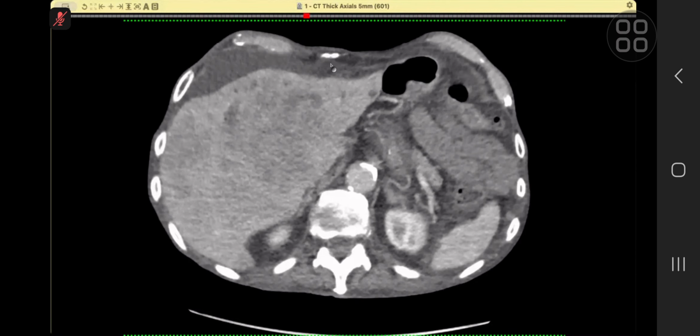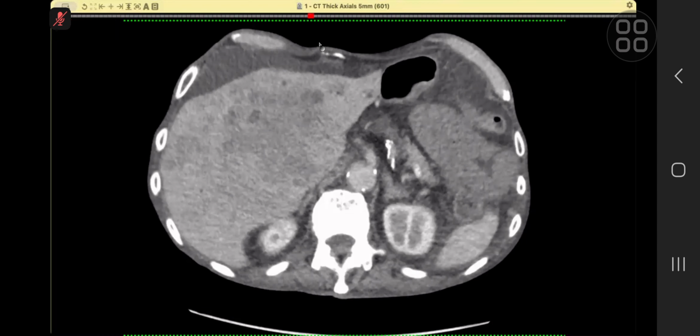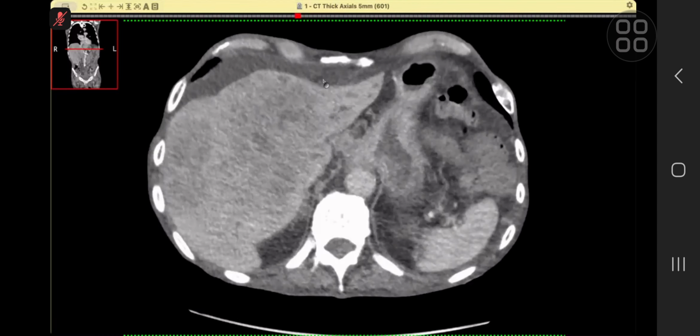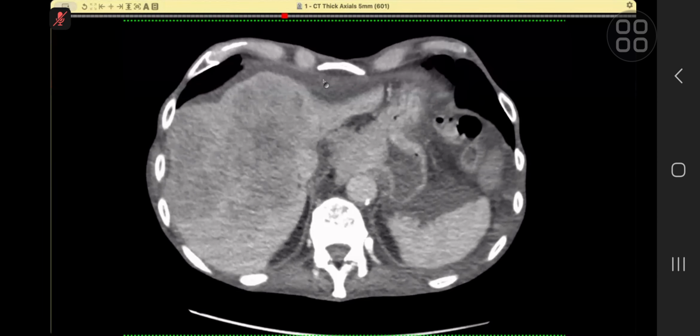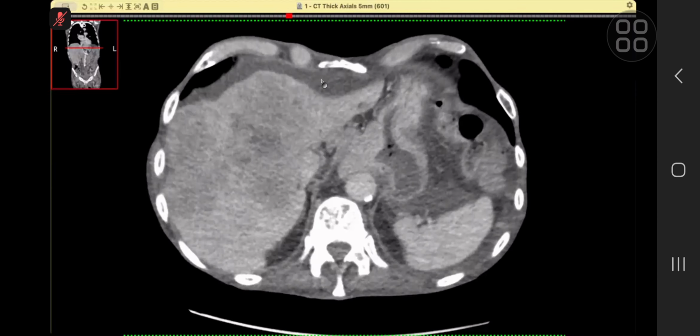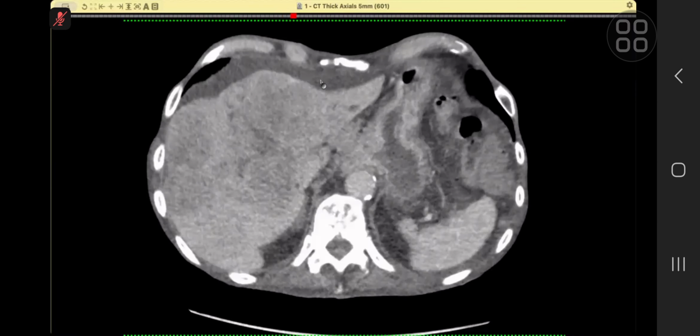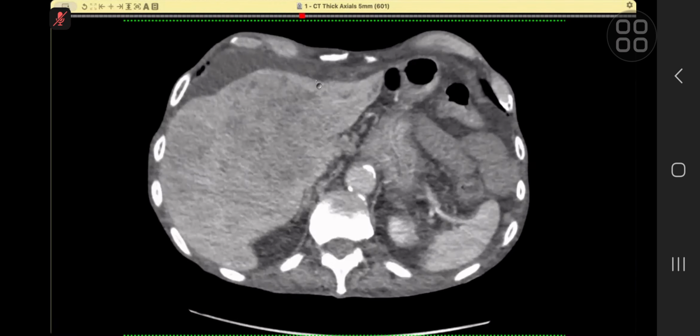I will inform these findings to the referring physician. This patient will require referral to the upper GI MDT as well as renal MDT for further discussion. The patient will require a biopsy for further evaluation.